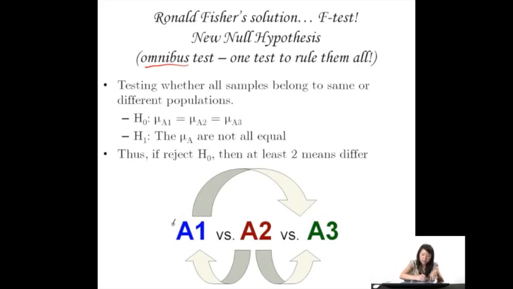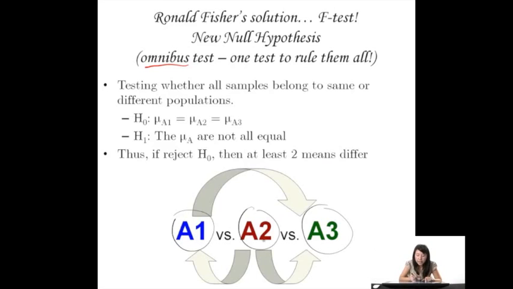Let's say you have these three samples, right? Your null hypothesis would be that they all came from the same population. A1, A2, and A3, all the same population A, right? But if we reject that null hypothesis, what have we found out? Well, we have found out that at least two of them differ. At least. All three of them could differ from each other. Or it could just be two of them.